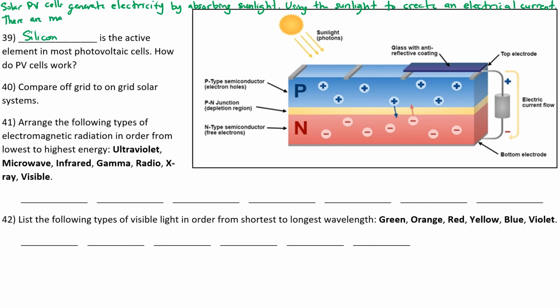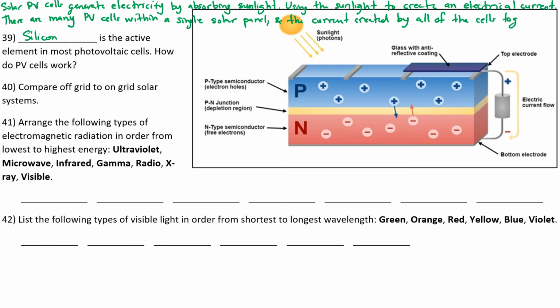There are many PV cells within a single solar panel. And the current created by all of the cells together adds up to enough electricity to help power your house.